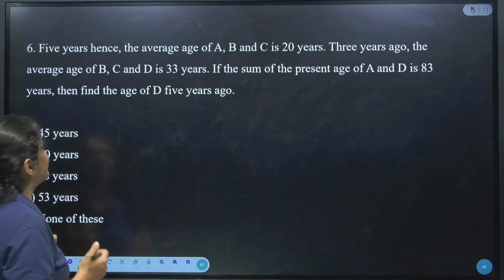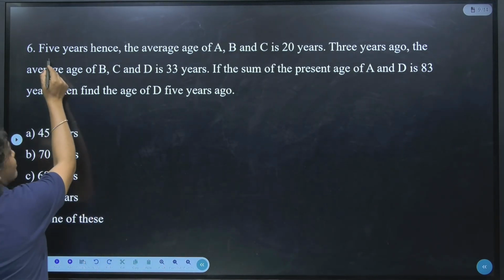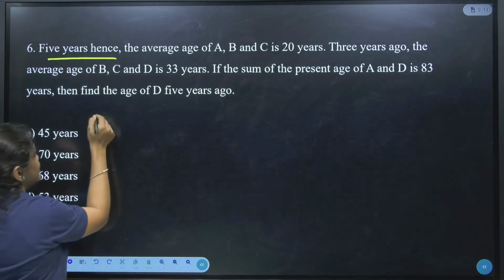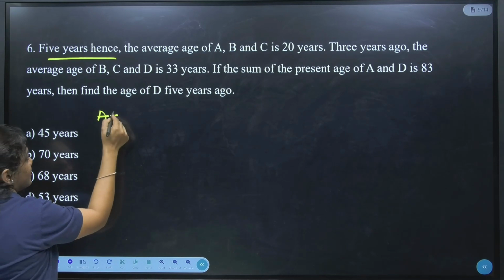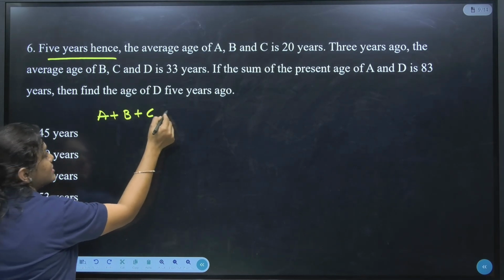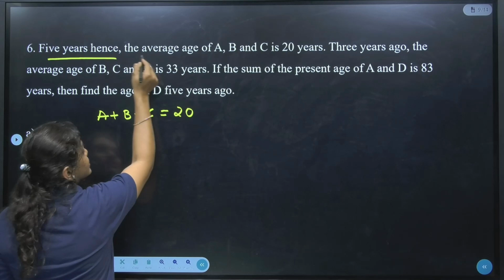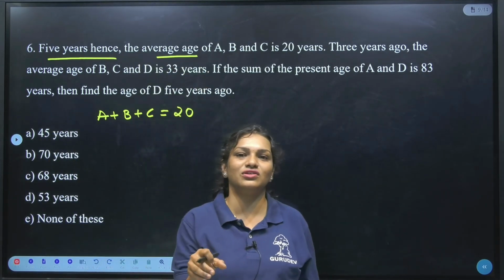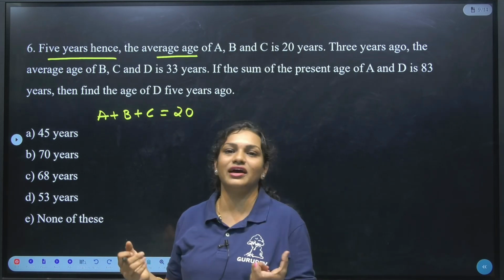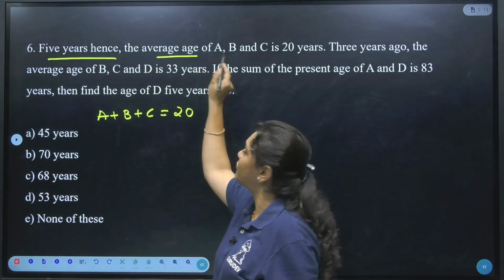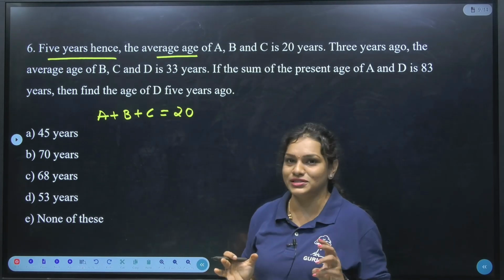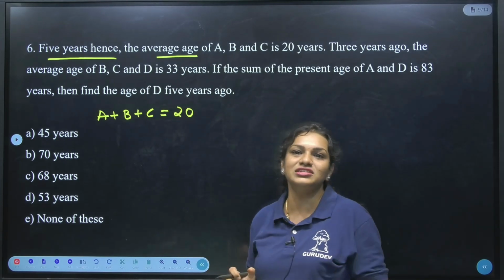In this case, what is the condition they have given? 5 years hence, the average age of A, B and C is given as how much? It is 20 years. Try to understand, guys, since it is a question based on the average age. They are not directly giving the present age or the age 5 years hence or 5 years ago. The condition they have given is the average age of A, B and C, in the sense, that whatever persons A, B, C are there, that group's average age is given.